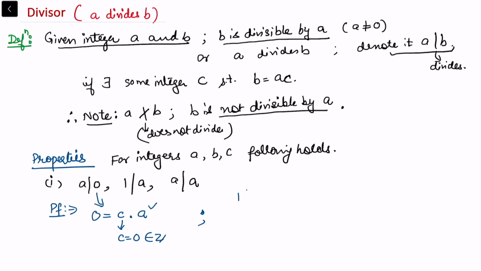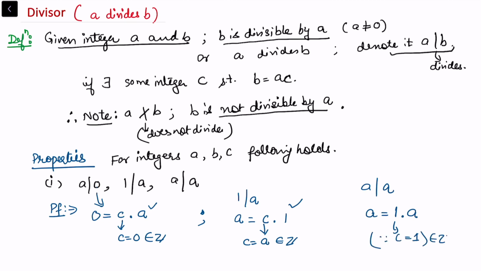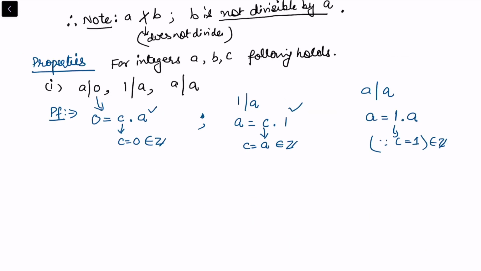Similarly, when I want to show that 1 divides a, here I can consider a equal to c times 1, and select c to be equal to a, which is an integer. So this property also holds. When we want to prove that a divides a, this is also true: a is equal to a times c, and now select the value of c as 1, which also belongs to the integers. So the first result is trivial: a divides 0, 1 divides a, and a divides a itself.